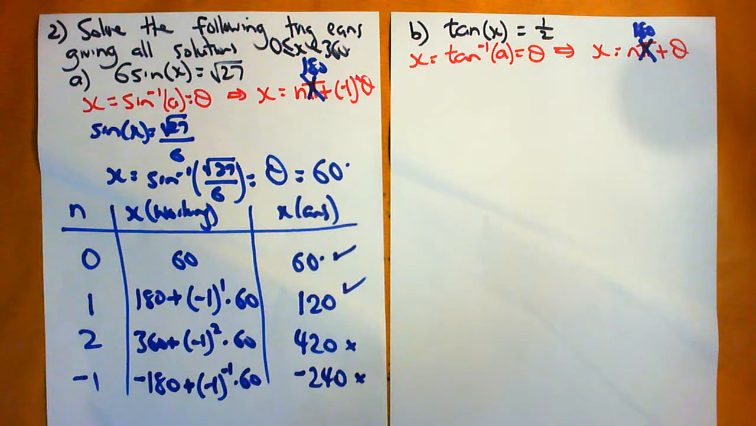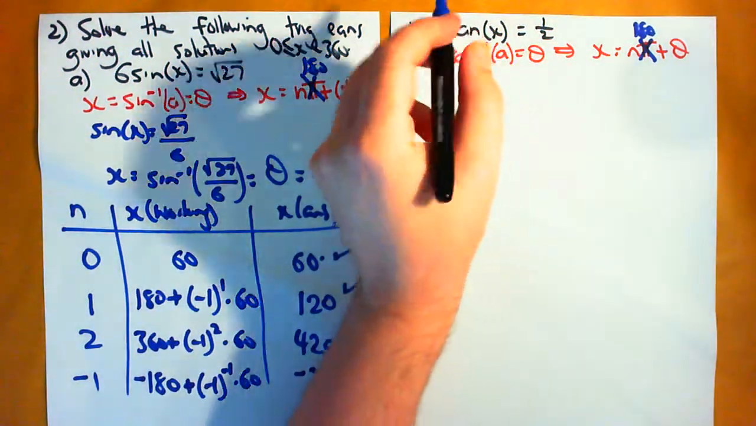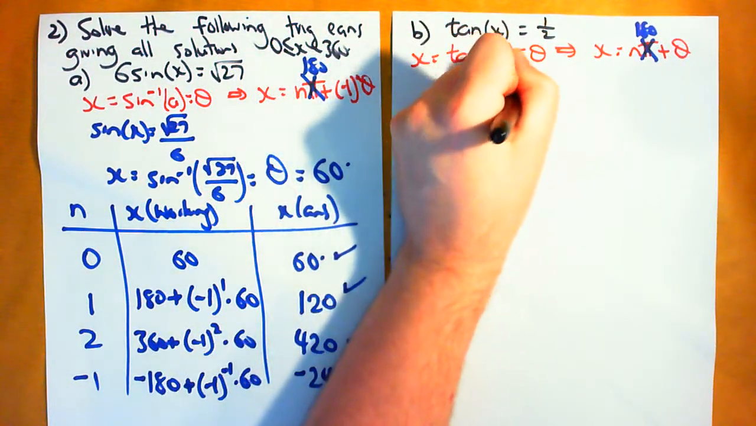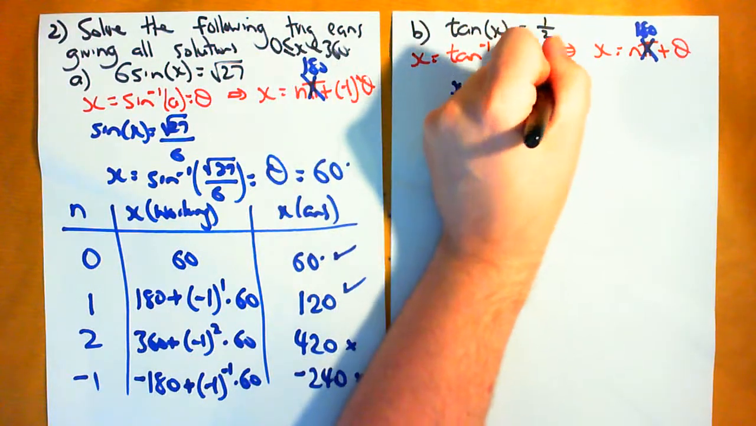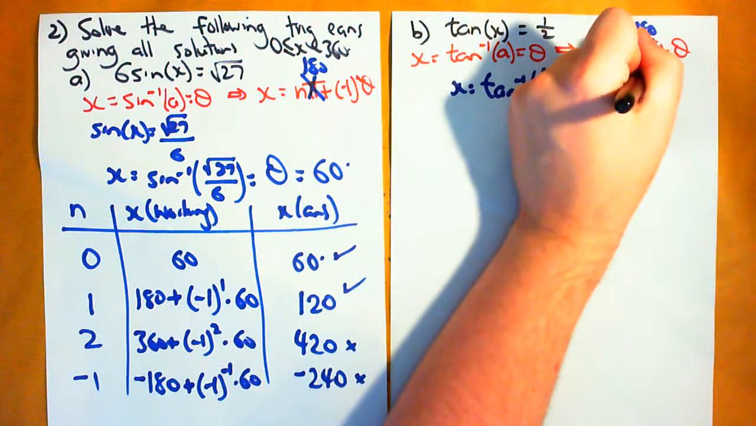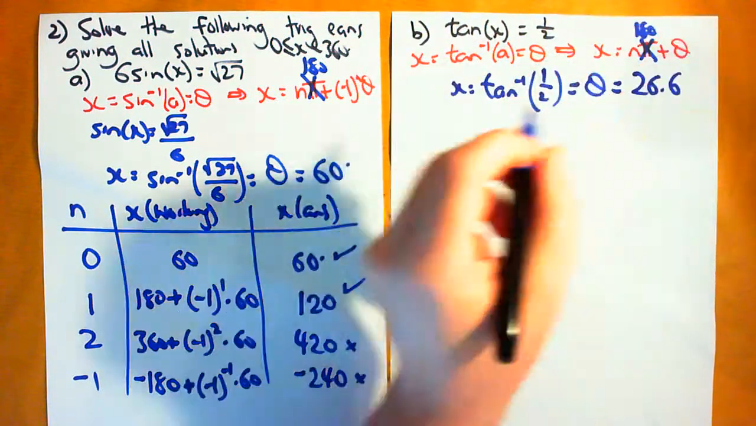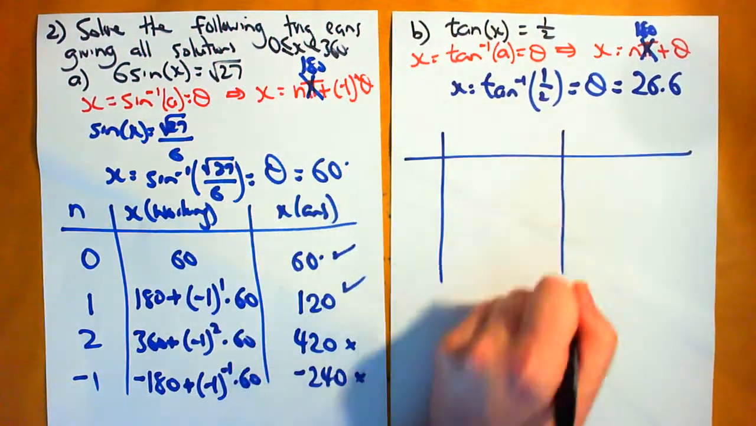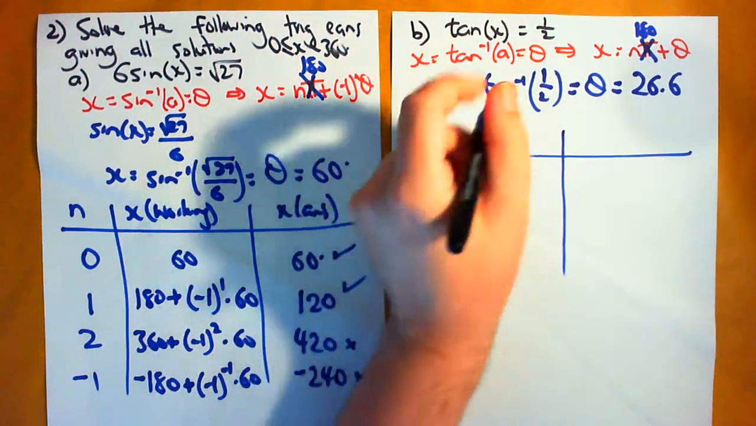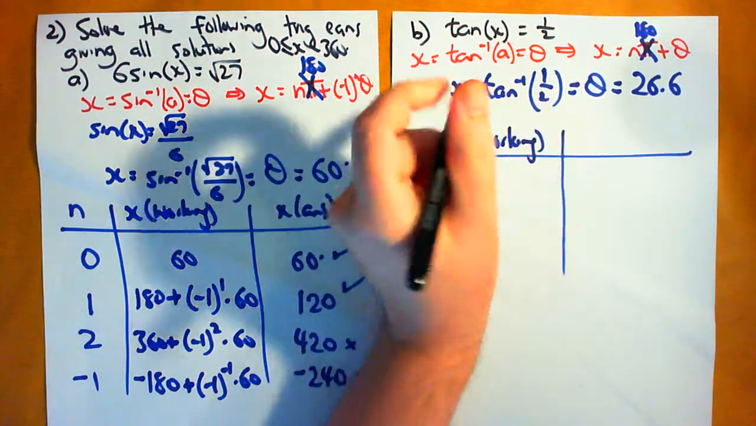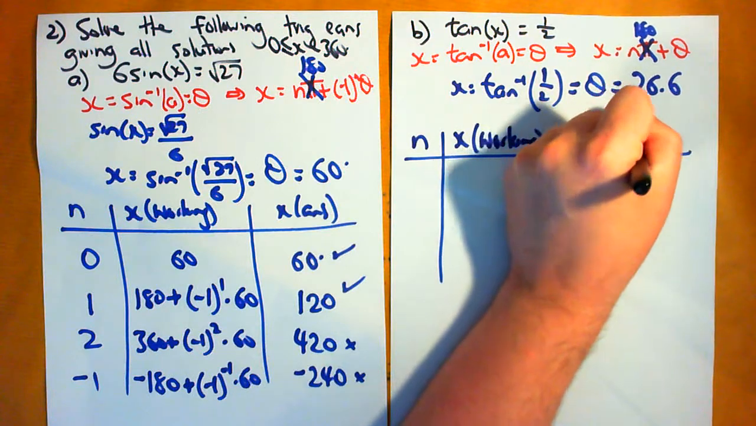Now let's solve tan of x equals half. So we need to take the inverse tan of both sides, so we get x equals tan inverse of 1/2. When we calculate that we'll get our theta, which is 26.6. Okay, so we've got theta, we're already ready for our table. So we've got n, we've got x with the working, and we've got x as an answer.